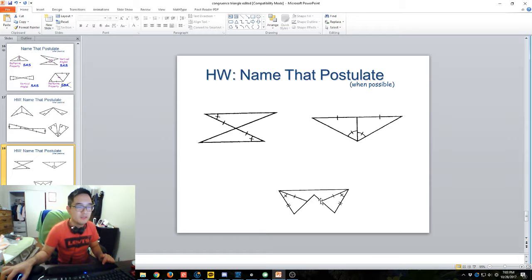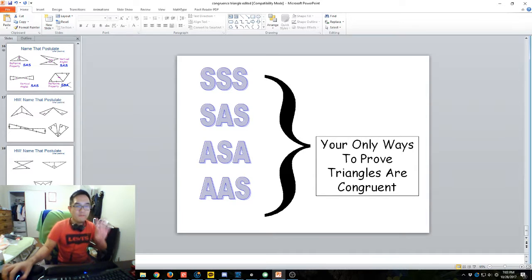This one, the two triangles are not touching each other or facing towards each other. But you're given three pieces of information: for each triangle, two tally marks and one pizza slice. So this one is side, angle, side, and this one is side, angle, side. Side, angle, side proves congruence. So in conclusion, guys, you have four ways to prove triangles are congruent: side, side, side, side, angle, side, angle, side, angle, and angle, angle, side. Thank you for watching.